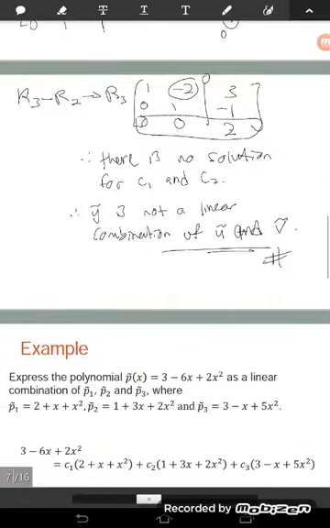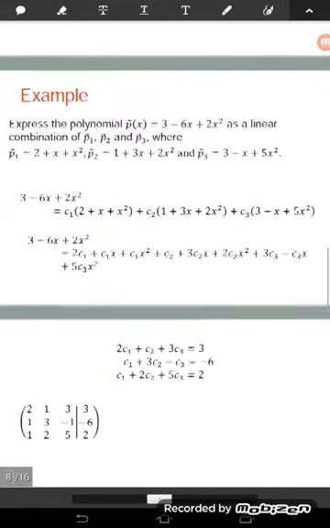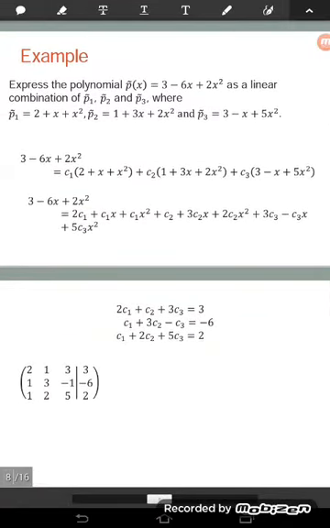Okay, so next another example. This one we look at an example of vectors in polynomial form. So express the polynomial p(x), which is equal to 3 minus 6x plus 2x squared, as a linear combination of p1, p2 and p3, where p1 is 1, p2 is 1 and p3 is 1.